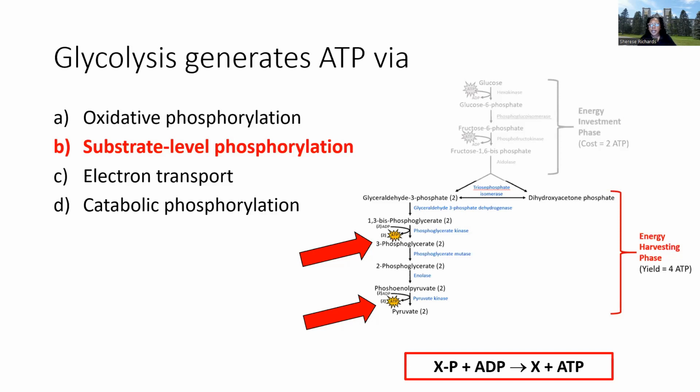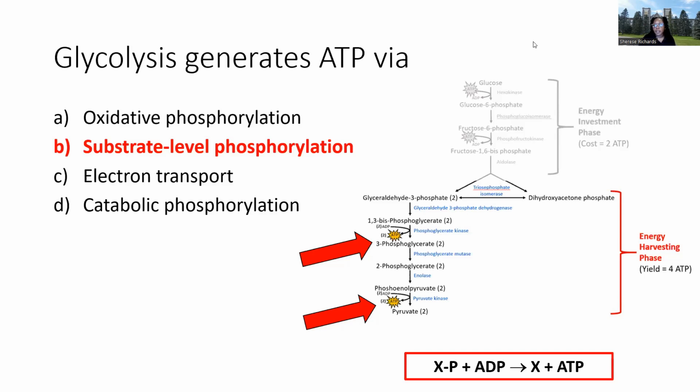Remember, we initially described two different ways to make ATP. So we described that oxidative phosphorylation was using oxygen. It was how we made the majority of ATP. This happened inside the mitochondria, right? This was via the electron transport chain.